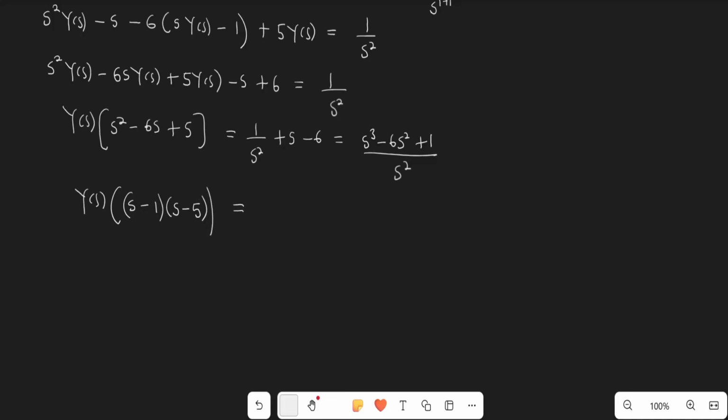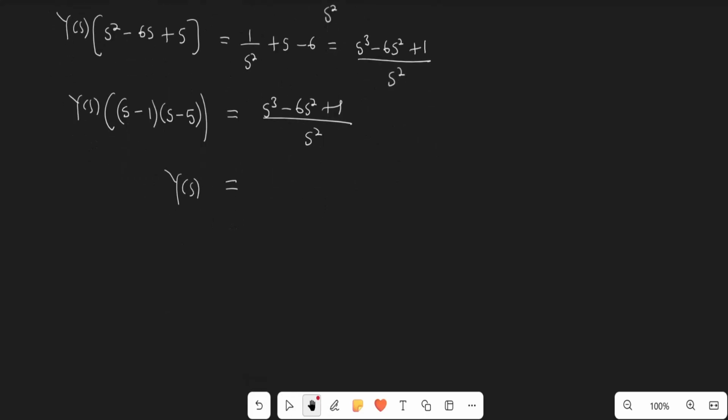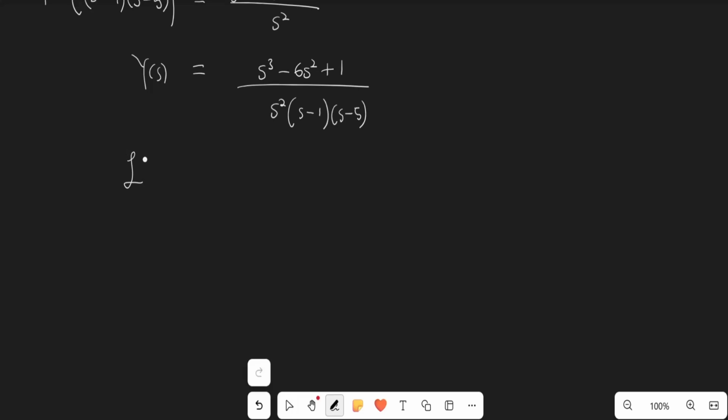And now this is equal to the right hand side, which is s^3 - 6s^2 + 1, all divided by s^2. So now let's try to isolate this one. We are going to divide both sides by this, and when we do that, we get Y(s), the Laplace transform of y(t), equal to (s^3 - 6s^2 + 1) divided by s^2 multiplied by (s - 1), multiplied by (s - 5), like this. We are going to take the Laplace inverse on both sides.